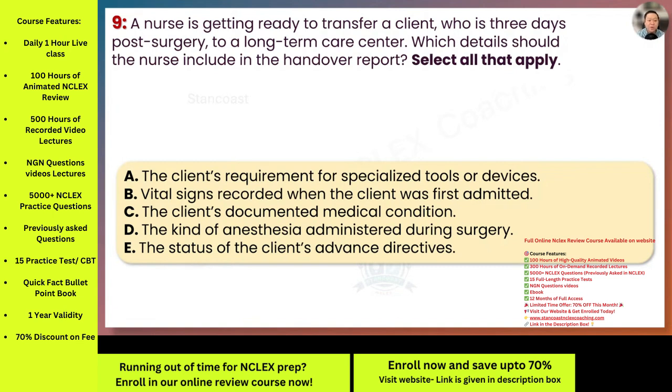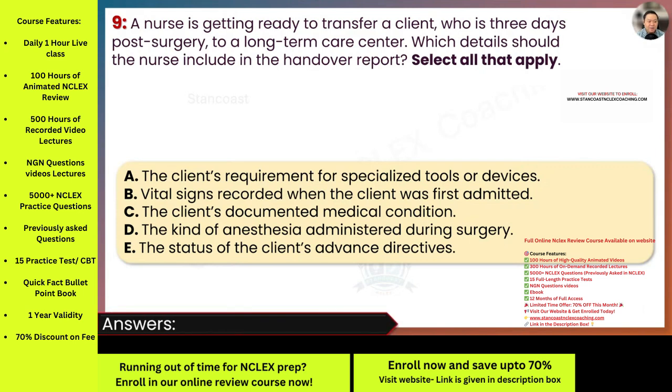Now, this question checks your understanding of proper handover communication when you are transferring a patient to a long-term care facility. This is to ensure that the receiving facility has the right information to continue safe and effective care. And so the correct options here are answers A, C, and E. Why letter A?